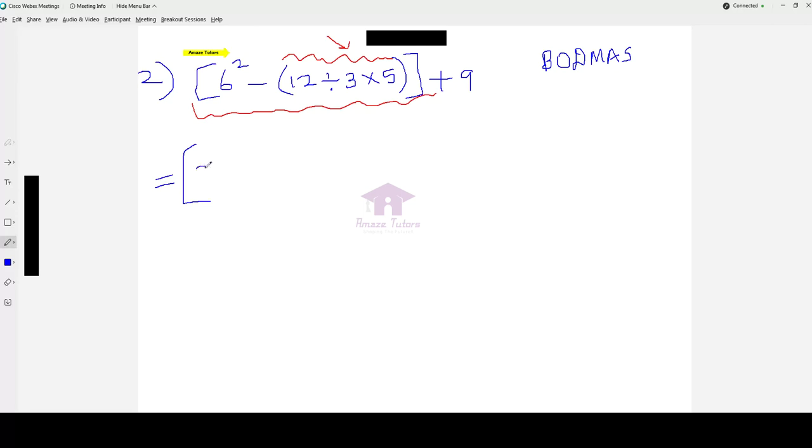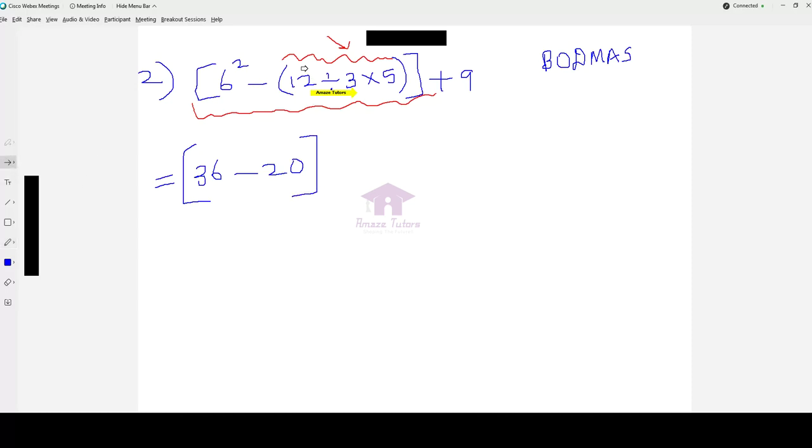So 6 squared is 36 minus, in this bracket, we have two operations, division and multiplication. As I said, we have to follow from left to right. So 12 divided by 3 first, which is 4. 4 times 5 is 20. That's all. We finish the bracket completely.